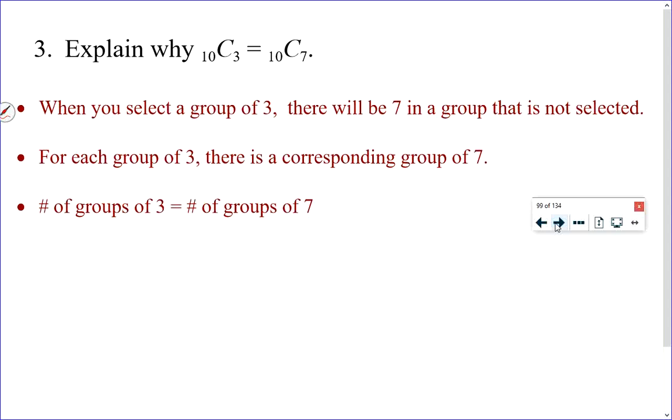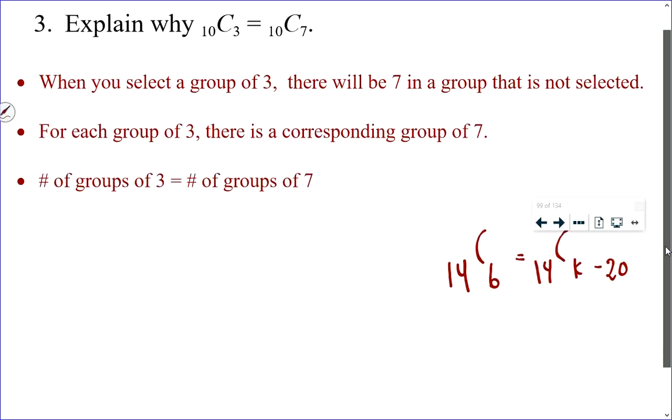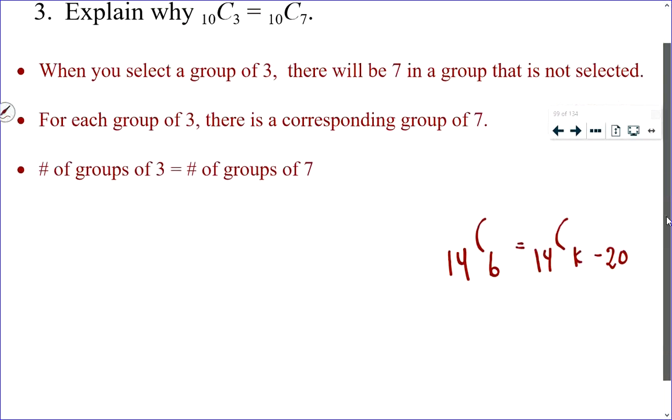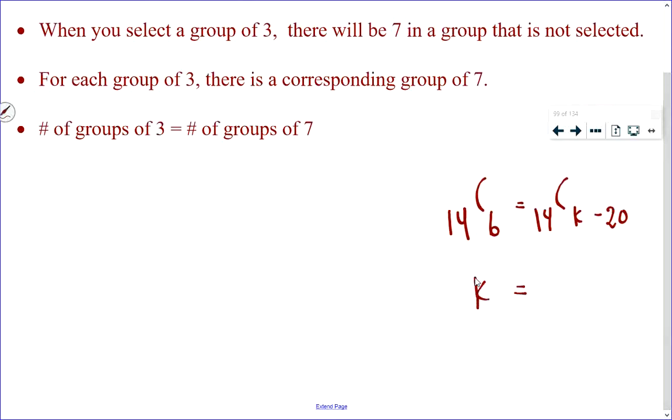This becomes important because you could be told the following on an exam. You might be given this situation on an exam, where you are given, it doesn't matter what the numbers are, 14 choose 6 equals 14 choose k minus 20. And you are told to find k, but you were also told that k is not 26.